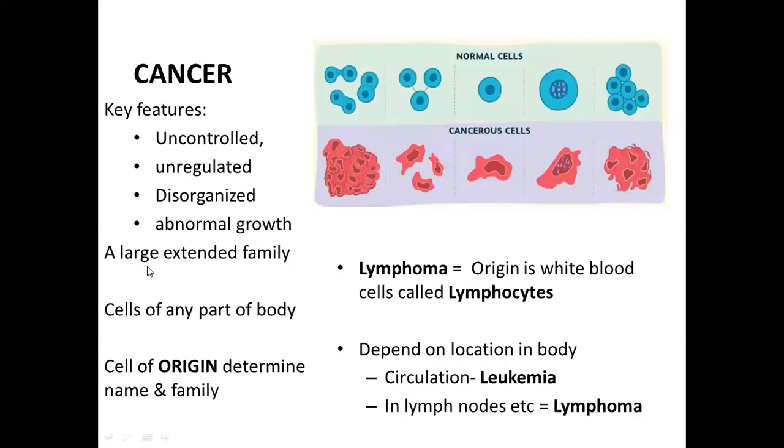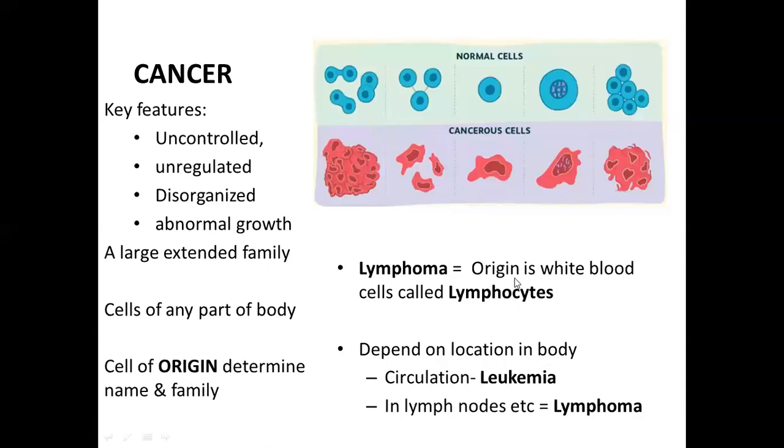As I mentioned, cancer is a large extended family of diseases, of course, belonging to the non-communicable group of diseases. And this malignant transformation of cells from normal to abnormal cancerous cells can affect any part of the body. And the name of the cancer or the malignancy is largely determined by the cell of origin, the cell in which it has undergone a malignant change or a cancerous transformation. So when you talk about lymphoma, this basically refers to a malignancy or a malignant transformation of a subset of white blood cells called the lymphocytes.